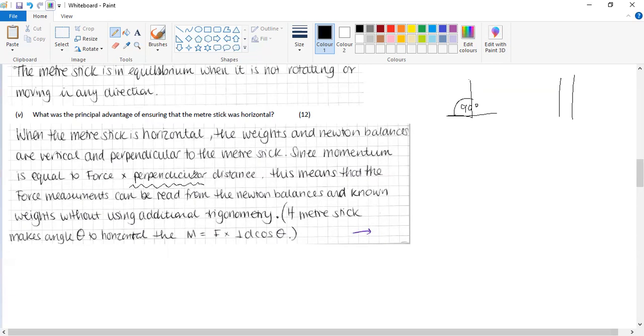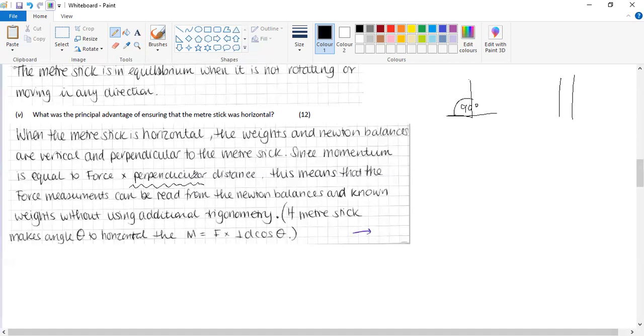So this means that the force measurements can be read from the Newton balances directly, and using your known weights, meaning in my lab, I put a 2 Newton and a 3 Newton on my little stand, and that's how I know I have 3 Newtons hanging on my meter stick. They're just set weights. Every one of those little metal discs has written on it, I'm 2 Newtons or I'm 3 Newtons, without using any additional trigonometry. Okay, so this is a bit sticky.